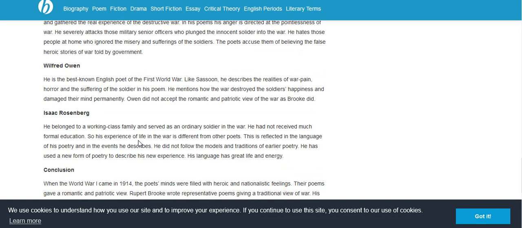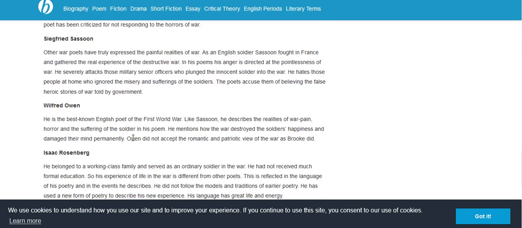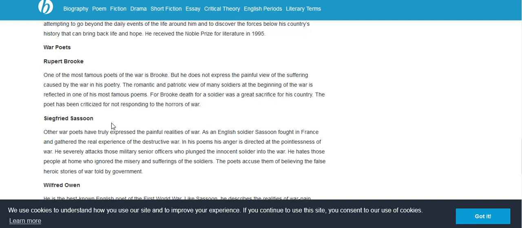Wilfred Owen, another war poet, is the best known English poet of the First World War. Like Sassoon, he describes the realities of war: pain, horror, and the suffering of the soldier in his poems. He mentions how the war destroyed the soldiers' happiness and damaged their minds permanently. Owen did not accept the romantic and patriotic view of the war as Brooke did. So Wilfred Owen agrees with Siegfried Sassoon, and they both disagree with Rupert Brooke.